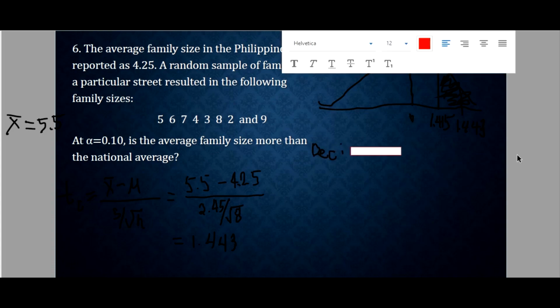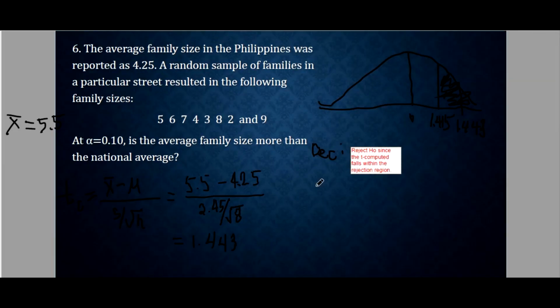Our decision here is to reject H0 since the t computed falls within the rejection region. So therefore, that is our decision: reject H0.